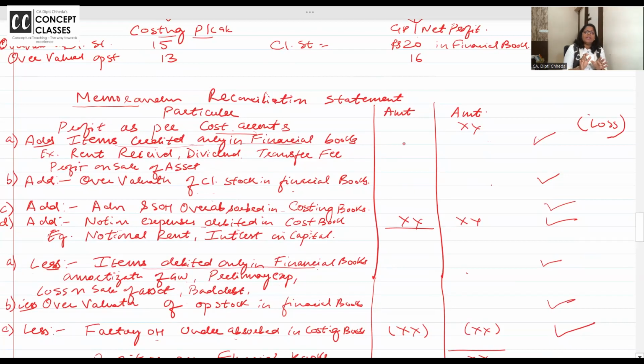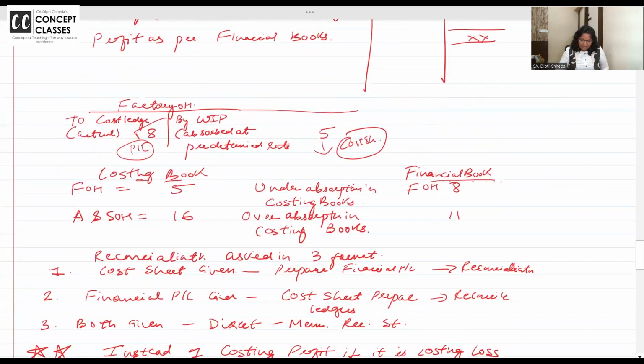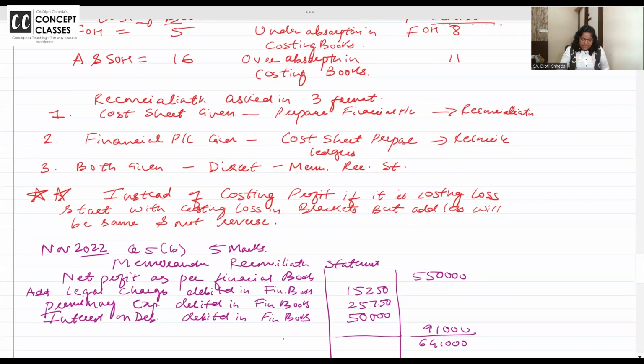Now, most beautiful aspect, ma'am, instead of profit, in the cost books, if there is loss, add less will change or it will be same? It will be same. Loss है तो bracket में लिखो, minus का sign डालो. But add ही रहेगा, less ही रहेगा. Clear or not? Yes. Instead of costing profit, if costing loss is there, start with loss in bracket, but add and less will be same.